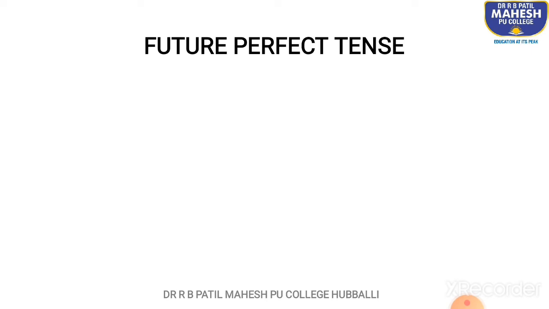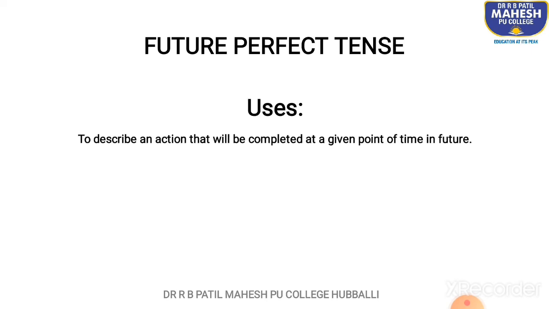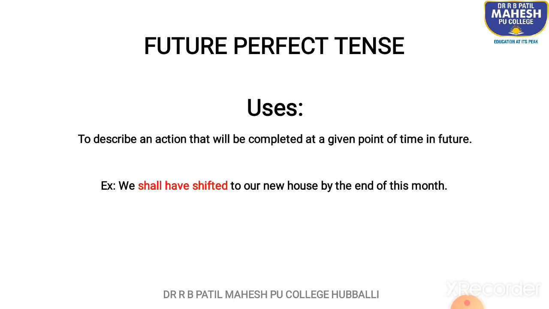The next form, future perfect tense. To describe an action that will be completed at a given point of time in future. Future perfect tense speaks of an action that will be completed at a given point of time in future. Okay, example here, we shall have shifted to our new house by the end of this month.